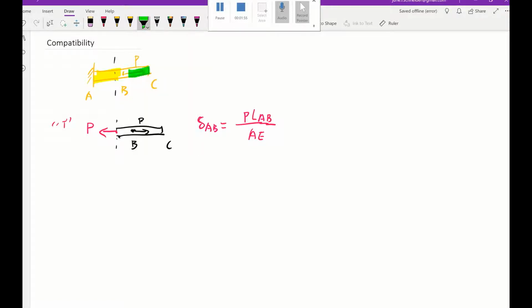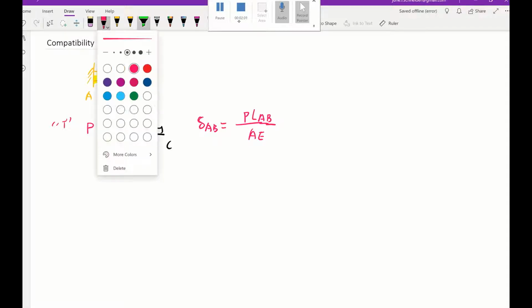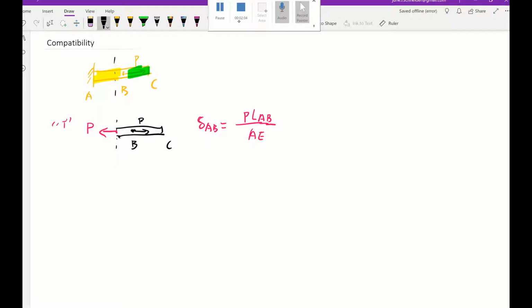Now if we were looking at another section, the BC section, we're going to cut anywhere between B and C. Again, I choose to look at the right section, trying to avoid finding the reaction at A. Then we have C here, and do we have any force applied at this section? No. Even though there's an arrow, this force is applied at B, so there's no force acting at this one. So the internal force here is 0, and the deformation at the BC section is 0.